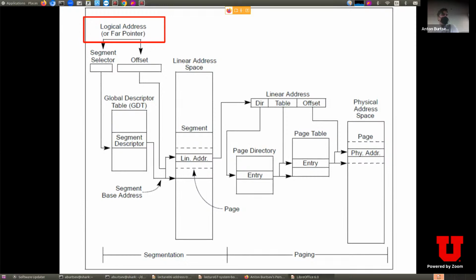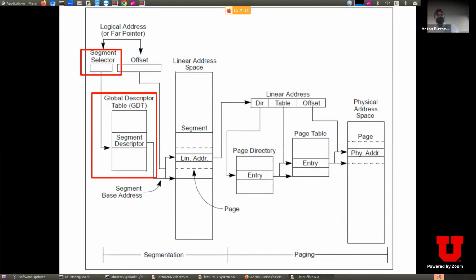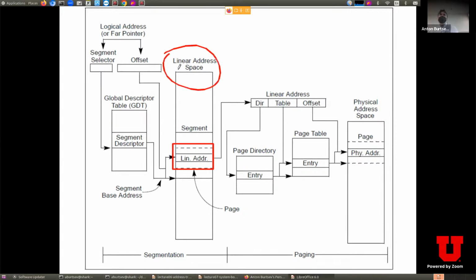So you start with the logical address. You will have two components, a segment selector and an offset. The offset is in the register, like we just discussed. The selector chooses an entry in a global descriptor table. This entry will have a base and limit, and it's added to the offset. We'll get a linear address. This is just an address space, so roughly speaking, it's kind of a virtual thing. It doesn't exist in the physical world. It's just a space of numbers.